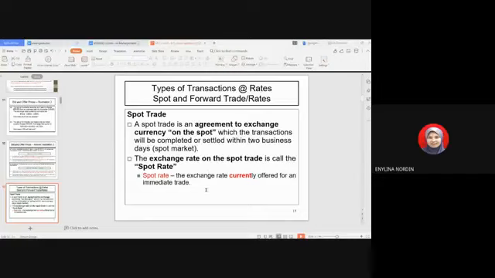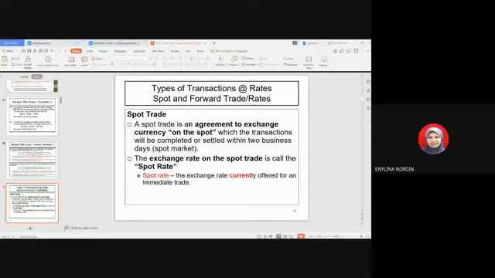So let's say today's rate. Okay, so that is what we call spot rate. This spot rate is available on the spot market, the spot market of the currency. And the spot rate is normally used in the spot trade. What is a spot trade? Spot trade is an agreement, right? It's an agreement or a contract to exchange the currency on the spot using the spot rate.